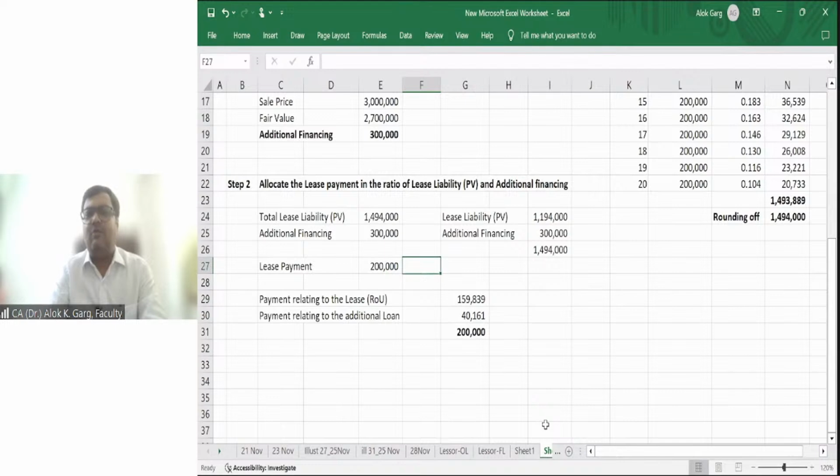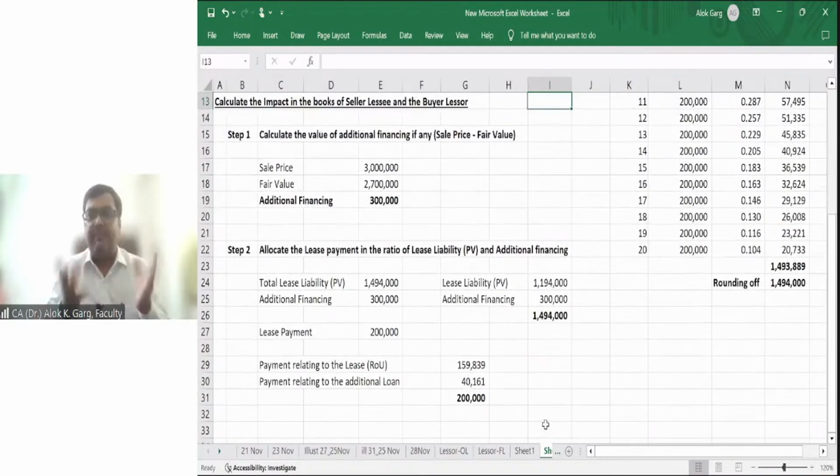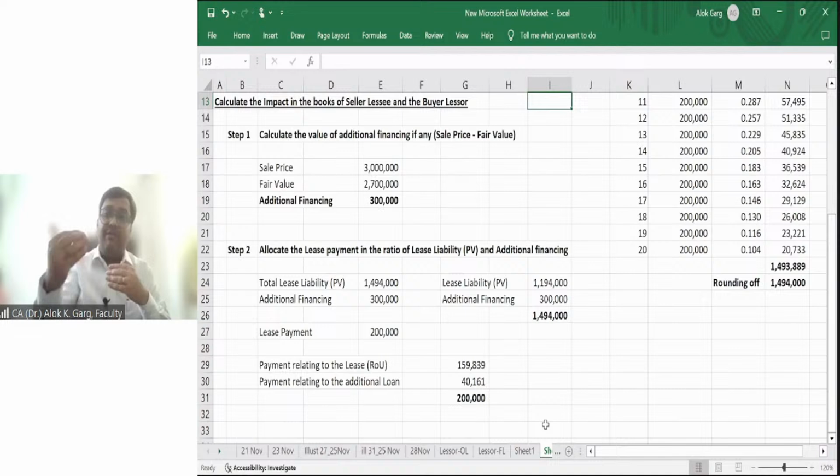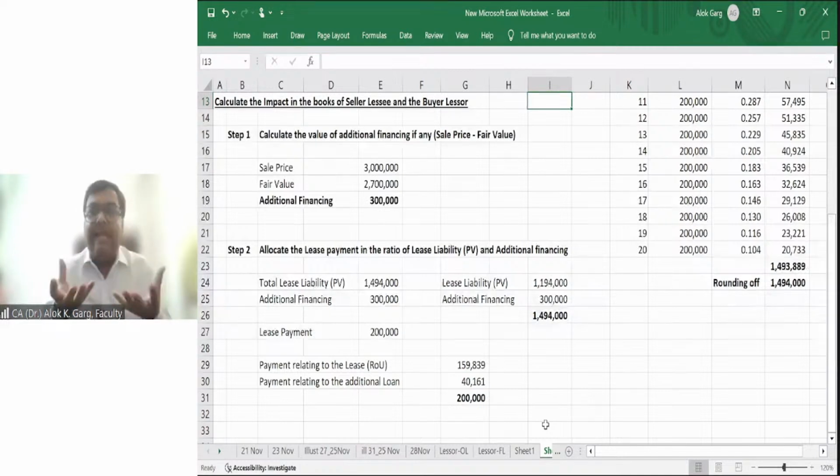Friends, please let me know if you have understood what I have done so far. In this entire question, first of all, I computed whether there is an element of a loan. Yes, there is. How has this element of loan been computed? If the money paid by the buyer, who now becomes a lessor, is beyond the market value, the fair value, that excess is your additional financing, your incremental loan, right?